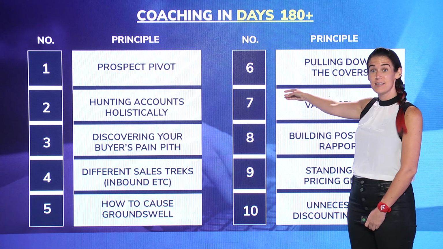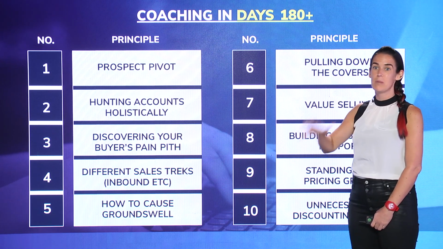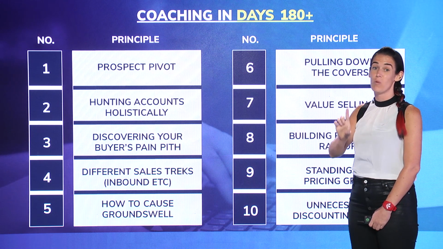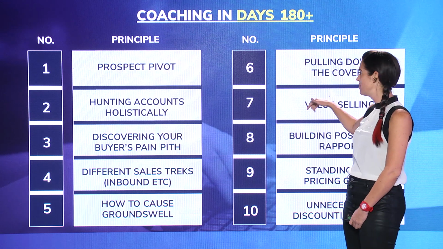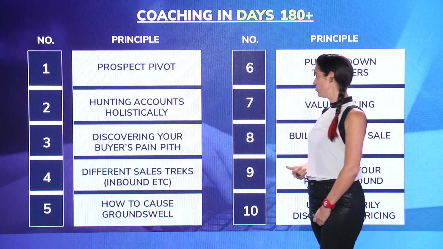Hunting accounts holistically. How do I view IBM as IBM and really put the traction and legwork into hunting that account? Not just saying I'm going to call one person, and if they don't pick up, then I couldn't get a hold of IBM. Discovering your buyer's pain. We mentioned it, but how do they drill down into that?